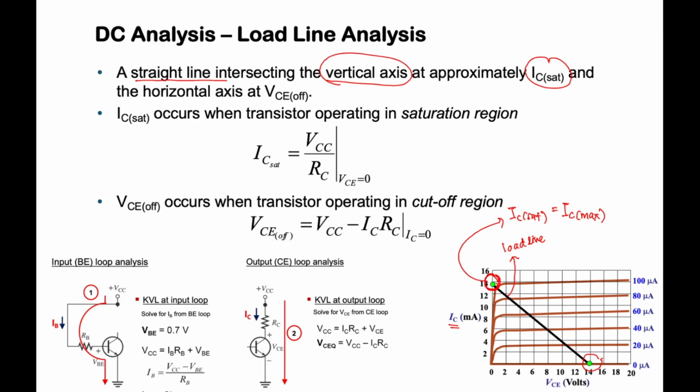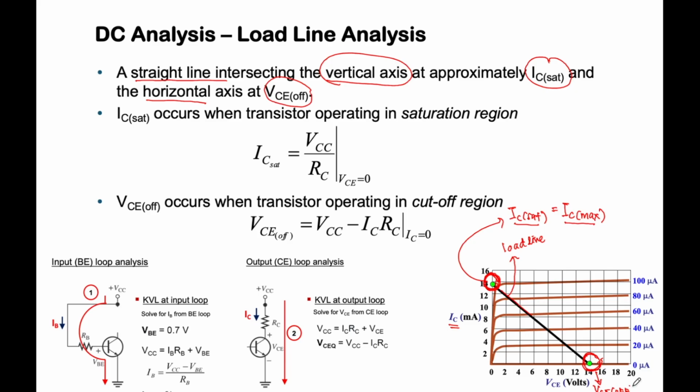Meaning that if you keep increasing your base current, your IC will no longer be able to increase because it has reached the IC saturation. So IC saturation is also known as IC max. This is one intersecting point, but to draw a straight line, we need another intersecting point. The other is at the horizontal axis, where VCE equals VCE off, which is our next intersecting point.